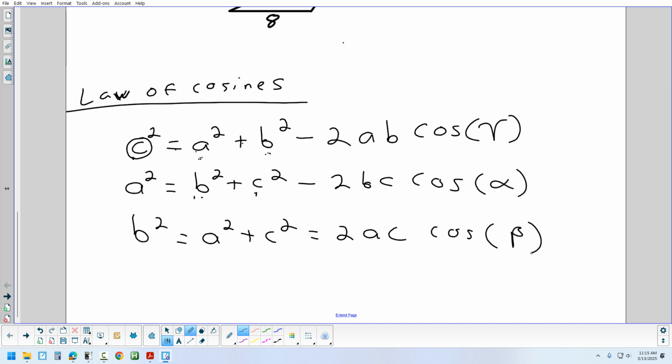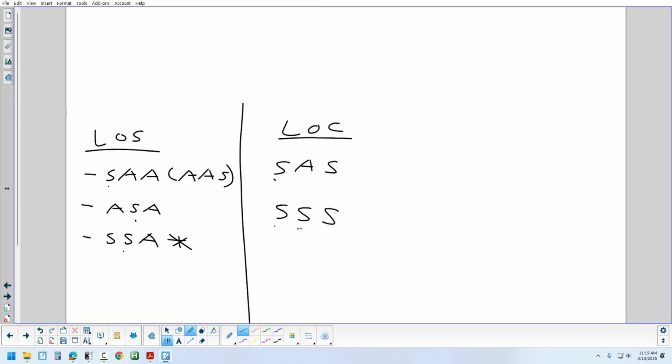When you're using the law of cosines, there's really two different ways we use the formula. Sometimes we use the formula to find an angle. Sometimes we use the formula to find a side. It depends on what you're given. If you are given a side, side, side problem, you're never going to be solving for a side because they gave you all the sides. You're only going to be solving for angles.